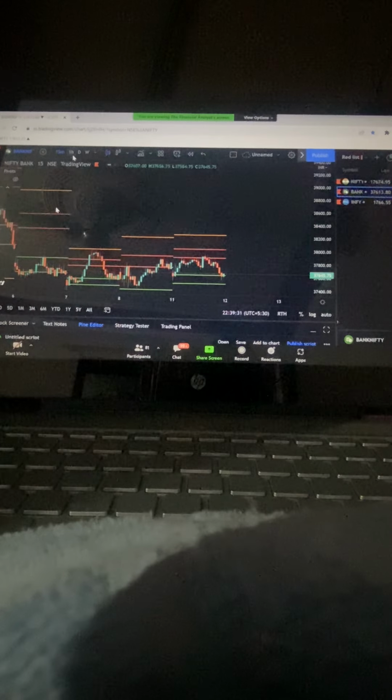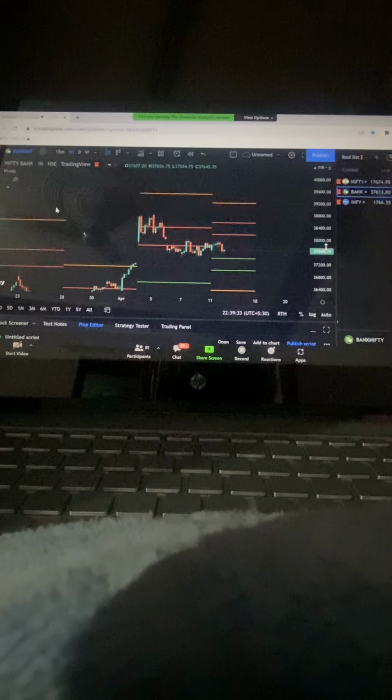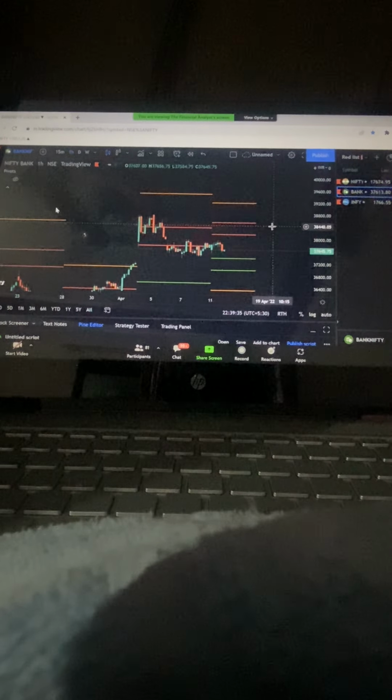Simple rule, note this down again. If the weekly trend is bullish, I will only take bullish trades, intraday as well as swing. If the weekly trend is bearish, I will only take bearish trades, intraday or swing.